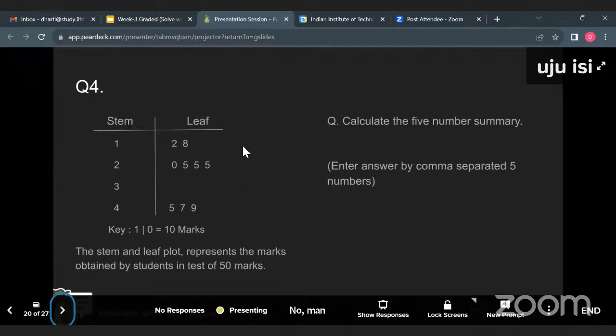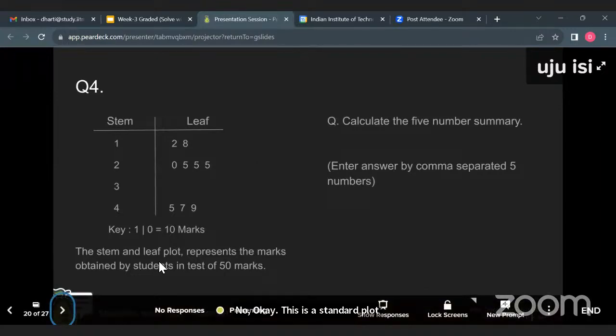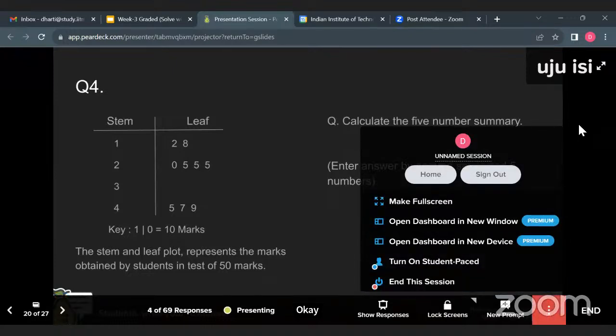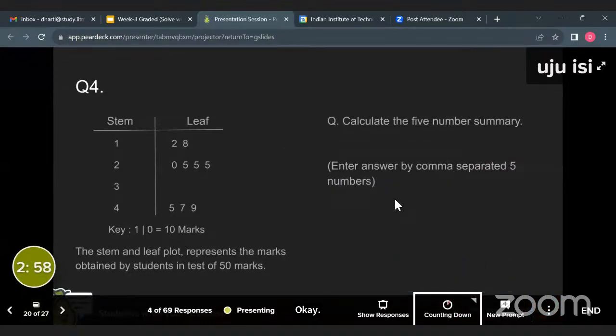Now something interesting. This is the stem and leaf plot that we have been discussing till now. Now you have to find the 5 number summary. At the start of the lecture, I explained what the 5 number summary is. Do you want me to repeat it or will you calculate? Ma'am, we will calculate. Okay then.